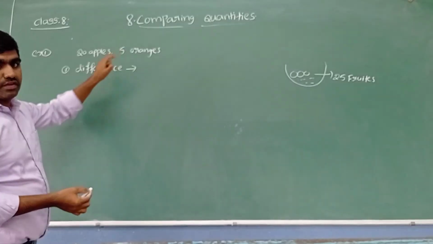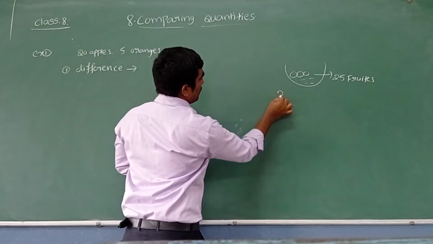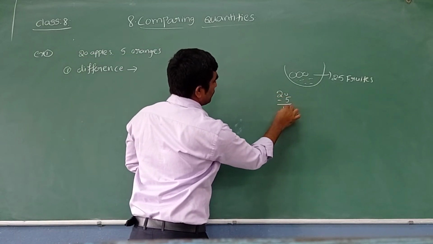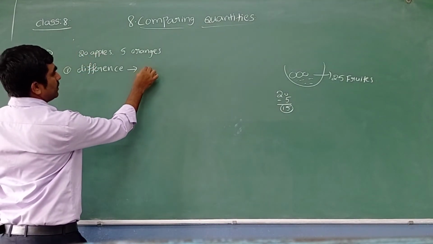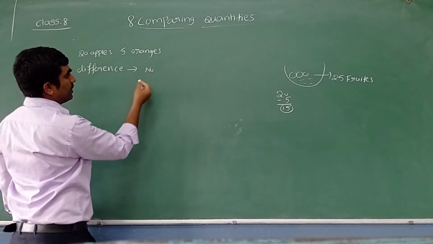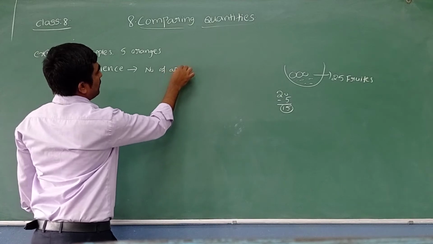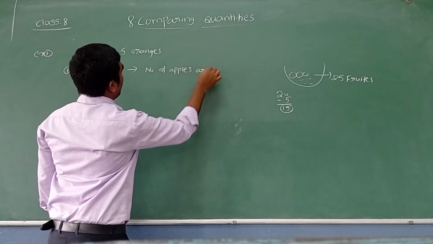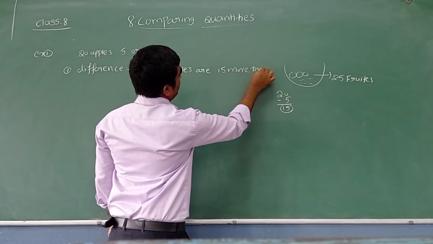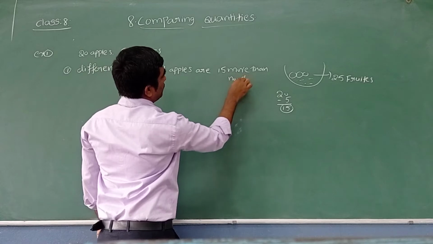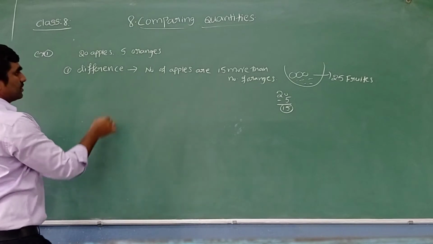So how can I do comparison by the difference method? 20 minus 5, 15. We do subtraction like this and we get 15. So what conclusion can we write? By the difference method, the number of apples is 15 more than the number of oranges.